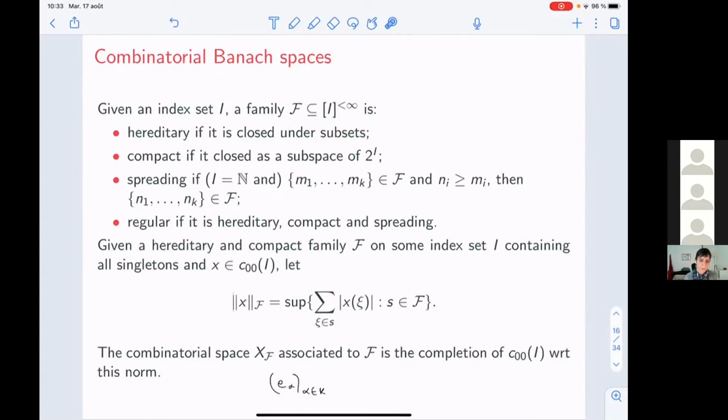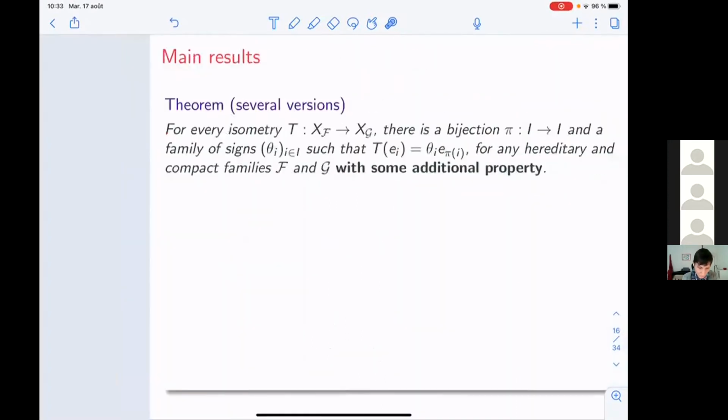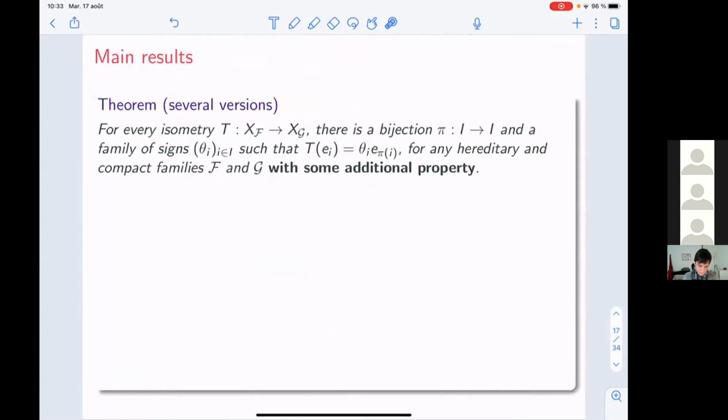So we wanted to know what the isometries of these spaces are. So the main results, I put here several versions. I will comment on each of them, but the idea is that if you have an isometry between two combinatorial Banach spaces, then you have a bijection of the index set. So you have F and G families with the same underlying index set.